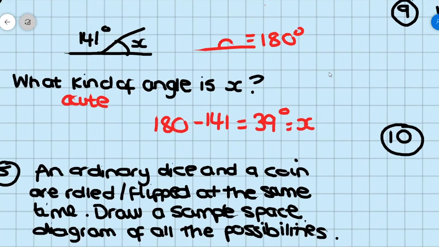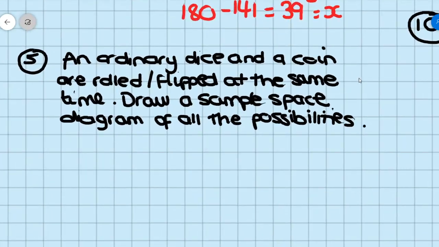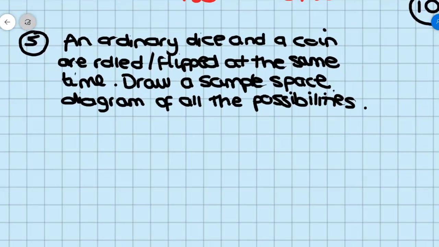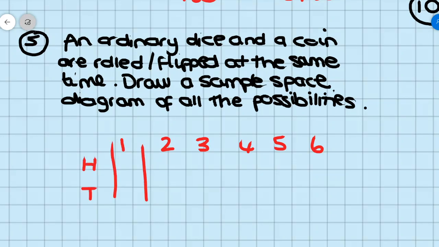Okay, number 5. An ordinary dice and a coin are rolled and flipped at the same time. Draw a sample space diagram to show all the possibilities. So I know on an ordinary dice I could roll a 1, a 2, a 3, a 4, a 5 or a 6, and I could get a head and a tail on my coin.